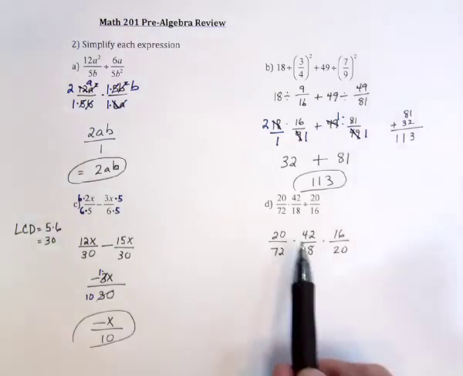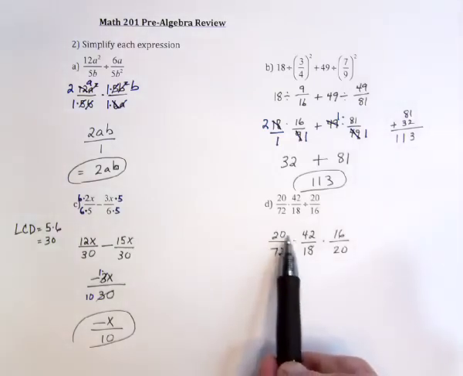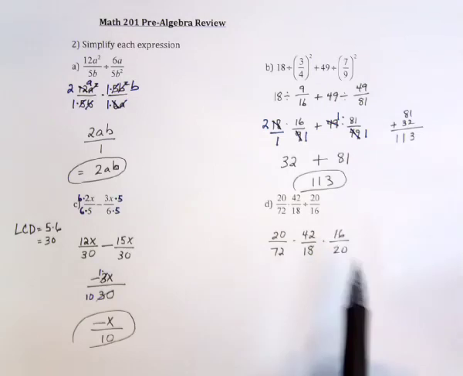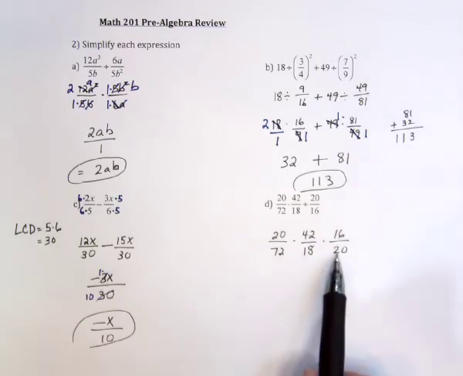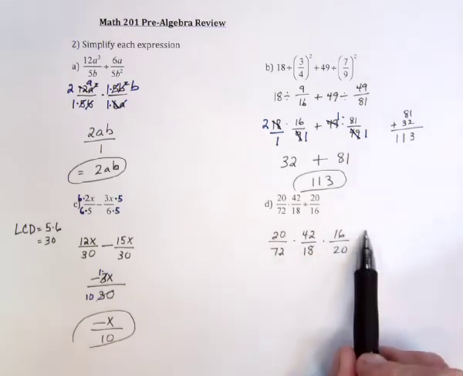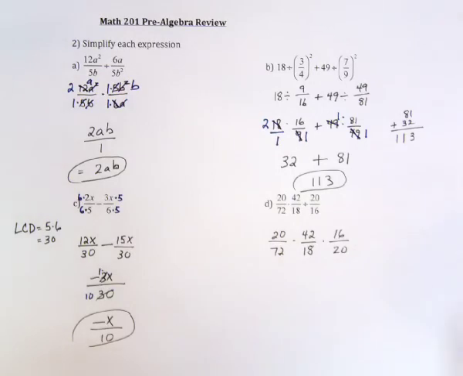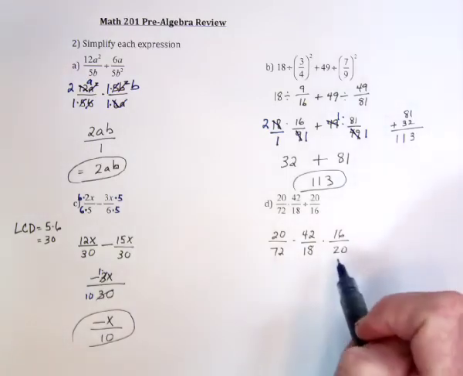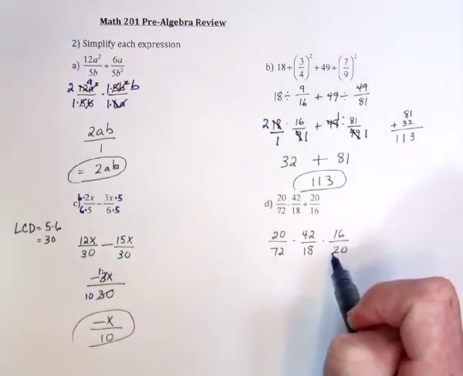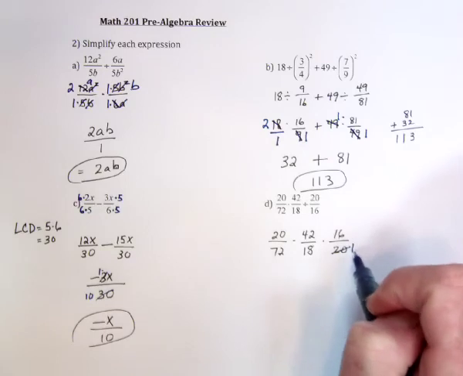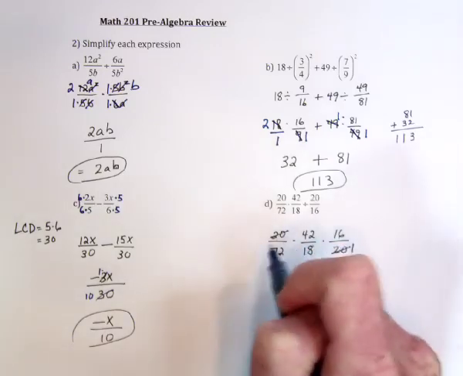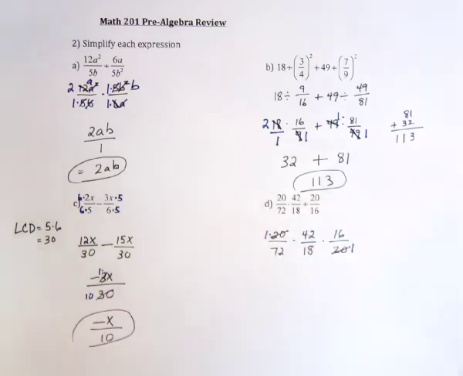Now technically what you could do is multiply 20 times 42 times 16, 72 times 18 times 20. So you'd have this big number in the numerator, this big number in the denominator. You would then have to reduce, which with those big numbers would be extremely difficult. Instead you could start this reducing idea. Like you could divide this number by 20, it would leave a 1. Divide this number by 20, and leave a 1.